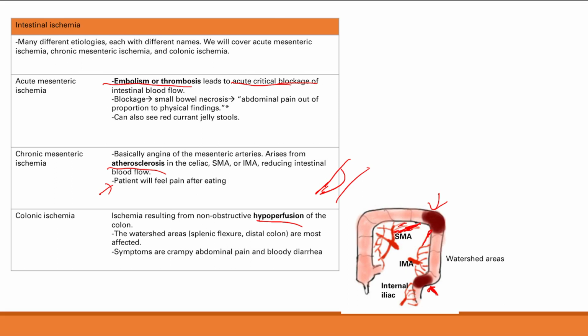Now symptoms here are you're going to get crampy abdominal pain and bloody diarrhea. Again, it's because due to the ischemia, necrosis, bloody diarrhea, crampy abdominal pain. So again, all these intestinal ischemia types, acute is basically the heart attack of intestinal ischemia. Chronic mesenteric ischemia is basically angina of mesenteric arteries, and the colonic ischemia arises from hypoperfusion. It affects the watershed areas.